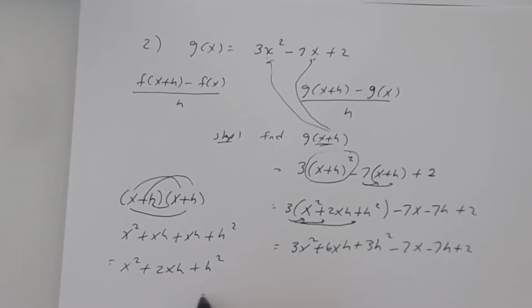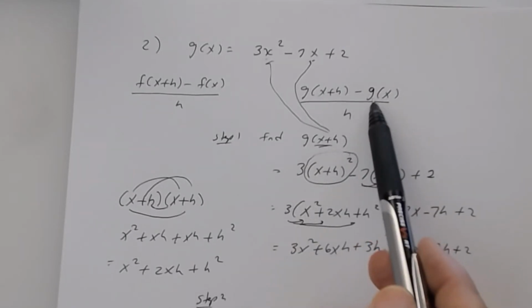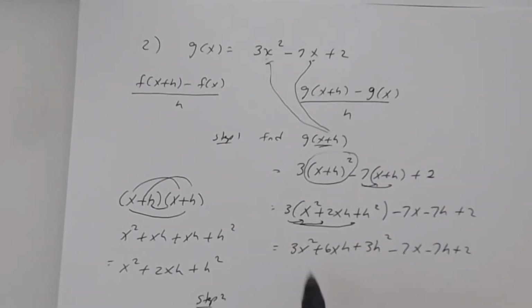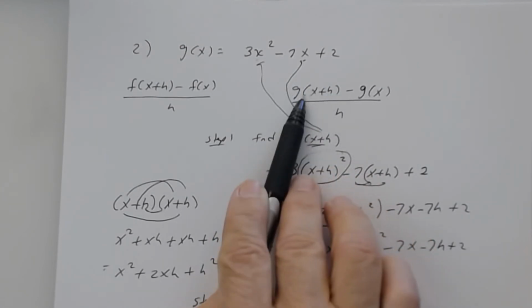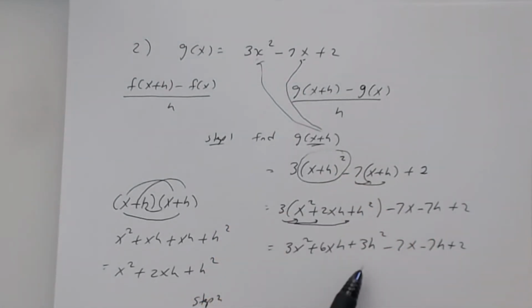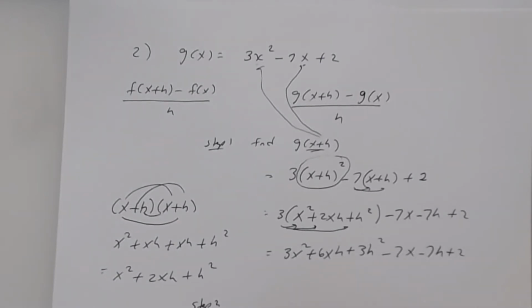All right, but when we get to that part, every term that doesn't have an h in it better cancel out. All right, so we've got to subtract g of x. So step 2 would be this part here, which is what? I just found, right? That's this.